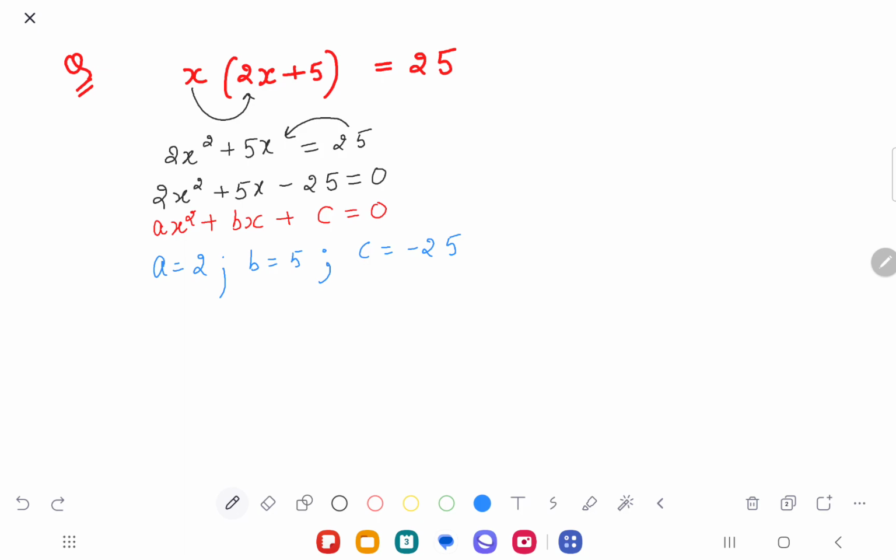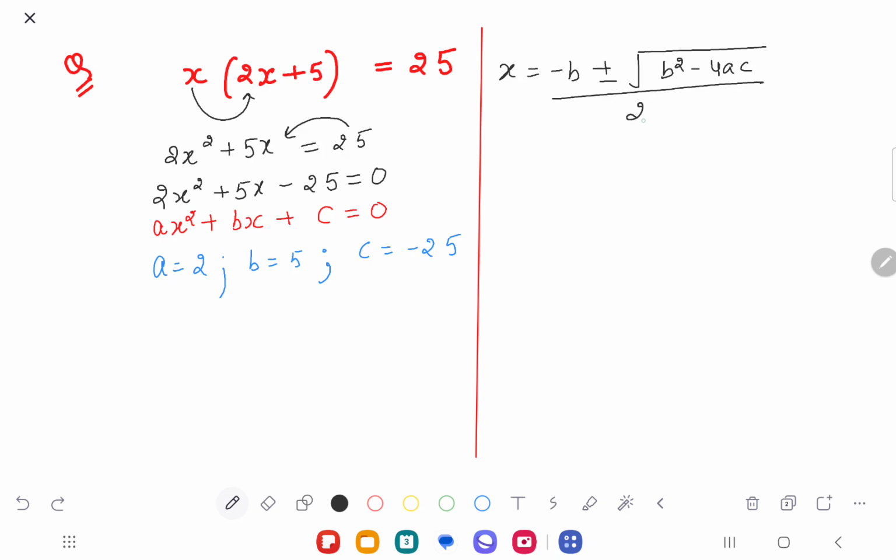Now I'm going to apply everything to my quadratic formula. So my quadratic formula here is x equals minus b plus minus under root of b square minus 4ac over 2a. So I put in the values. So for me, x would be minus b.